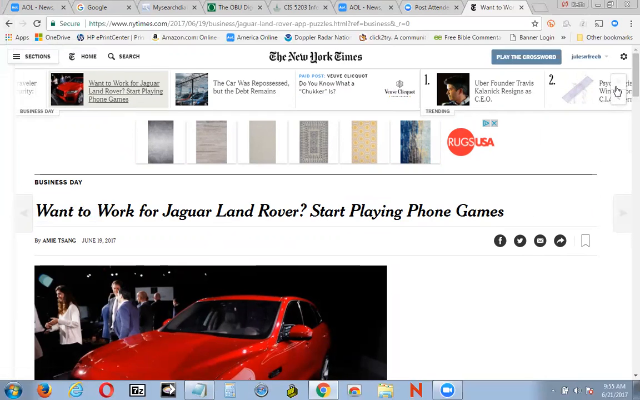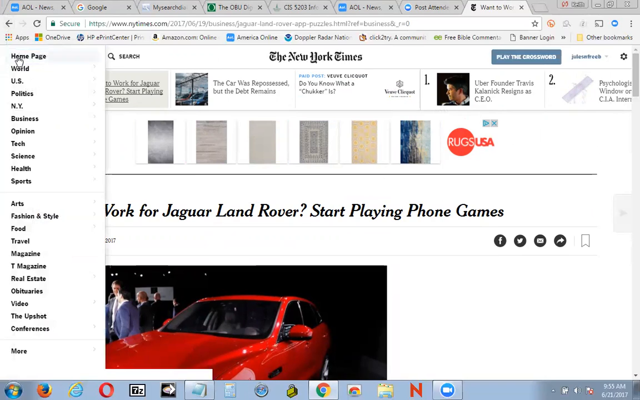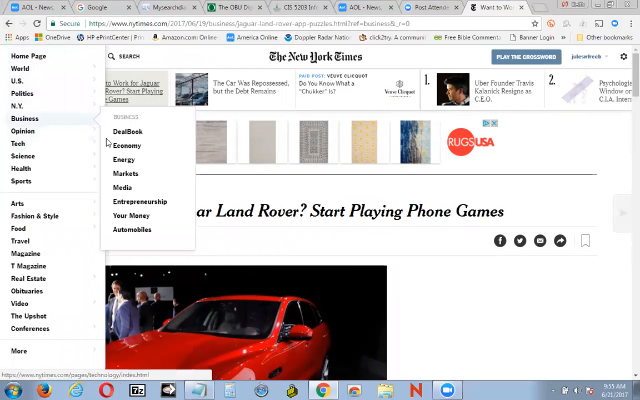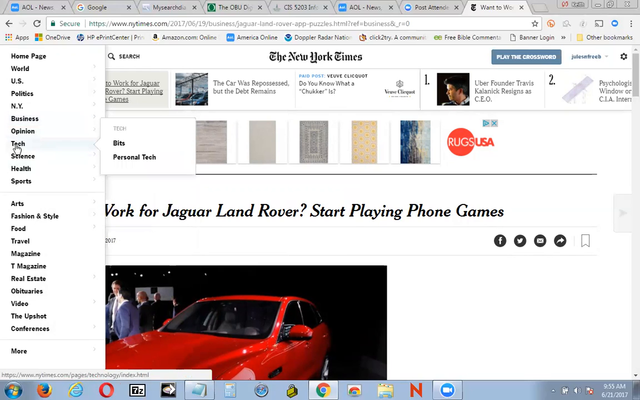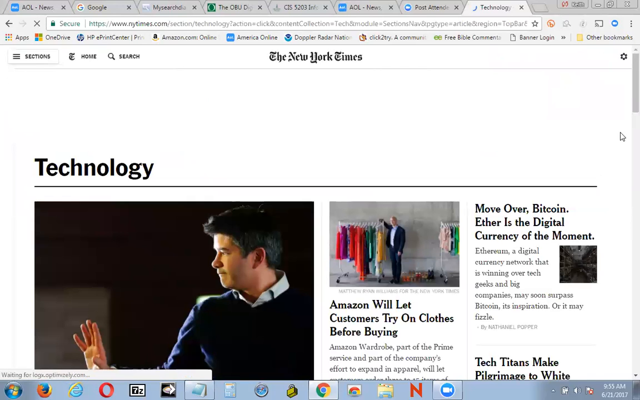One or two other things I wanted to take a look at. Again, I'm going to go back in the sections. I'm in the business section. The business section of the New York Times, like I said, is exceptionally good. They have DealBook, which is the place to find out about M&A, economy, energy, markets. And then here's the tech section. We'll take a look at it real quickly.